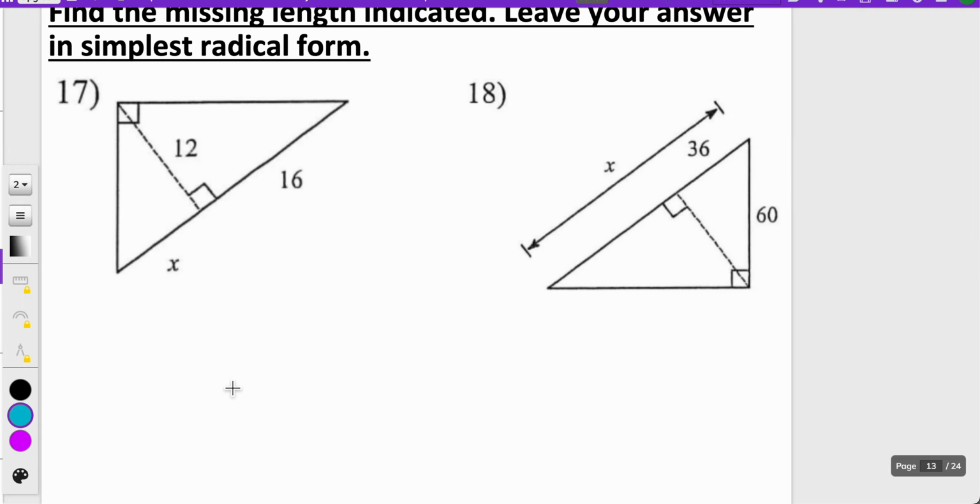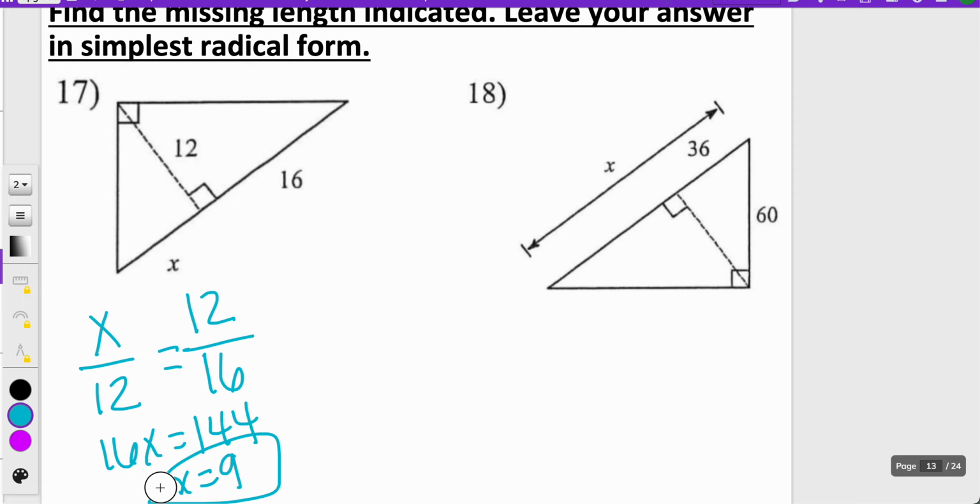For 17, we want to maybe think about using the smaller triangle, leg to leg, so x to 12, and then for my next one, I can just use 12 to 16. So I just did short leg to long leg, short leg to long leg, okay? I'm going to get 16x is equal to 144, so that means x has to be 9.